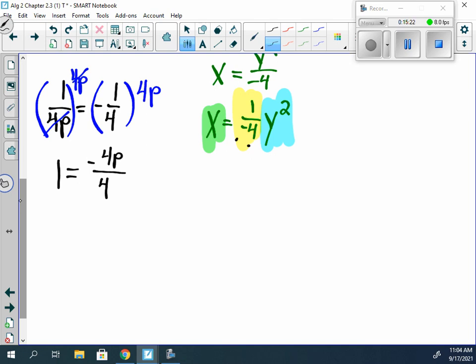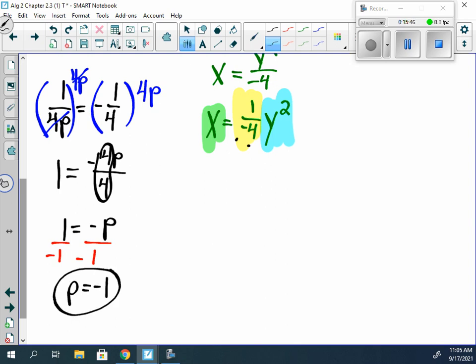Well, what's 4 divided by 4? 4 divided by 4 here would be 1. So really we have 1 is equal to negative p. So what can we do here? Divide both sides by negative 1, telling us p is equal to negative 1. Any questions on any of this here so far?